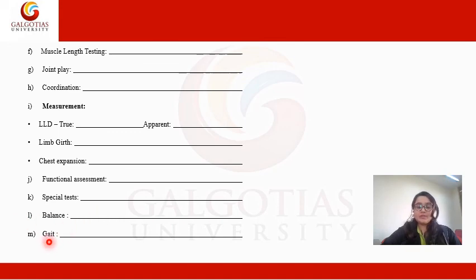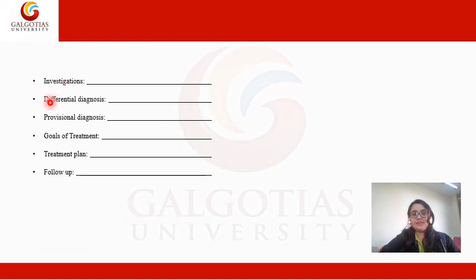Now gait: we also check gait in our observation. In the examination part, we will document every little detail about the gait: the cadence, step length, stride length, base of support, and everything in much more detail. Then we will go for investigations, and see whether any X-ray or MRI needs to be done, or the patient already has a report. Then differential diagnosis: what are the possible problems coming to mind. Then the provisional diagnosis, my goals of treatment, short-term or long-term, my treatment plan, and how regularly you want the follow-up.